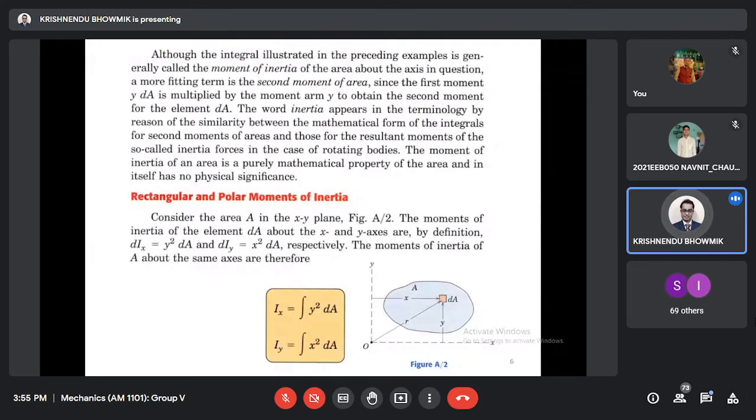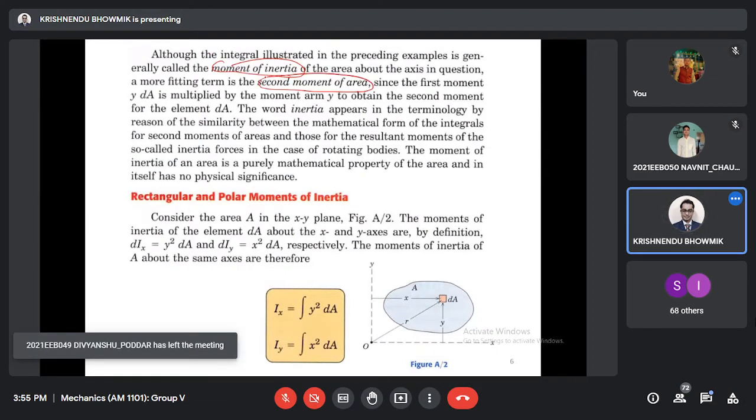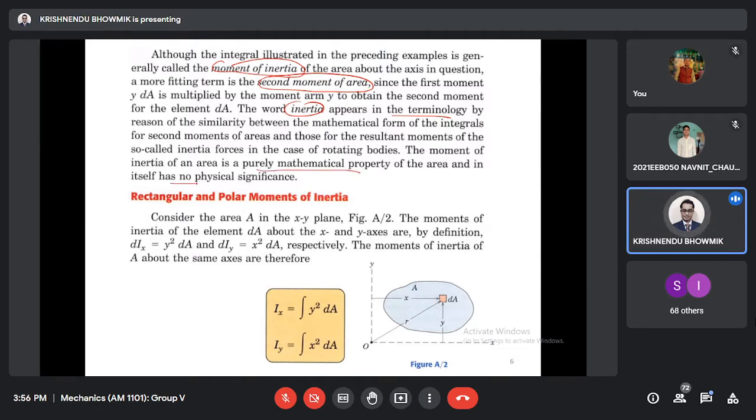Now, from that concept, we call it moment of inertia, second moment of area. This word inertia appears in the terminology to make it similar to mass moment of inertia. Here it is a similar expression. It is r square dA, while it was r square dm. To give similar terminology, we have used area moment of inertia. We have used the word inertia, but it is purely a mathematical property and itself has no physical significance. It does not have any physical significance.